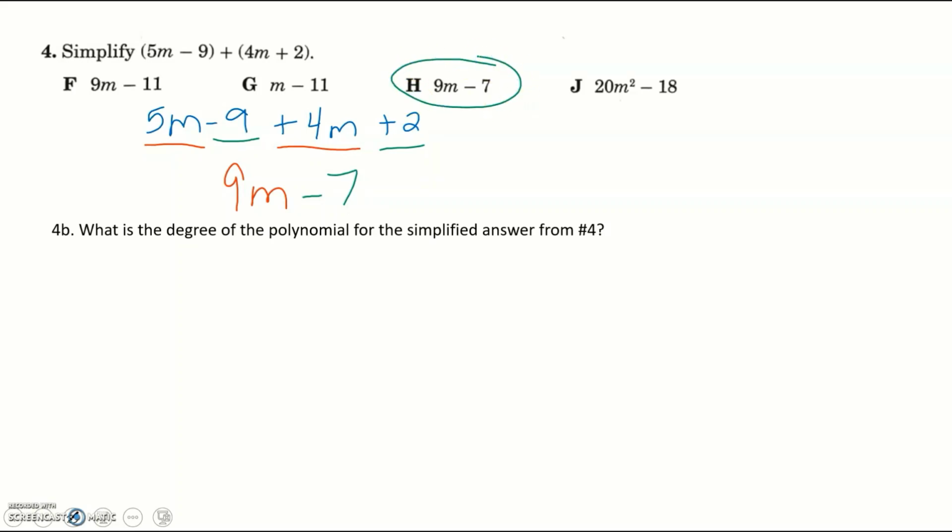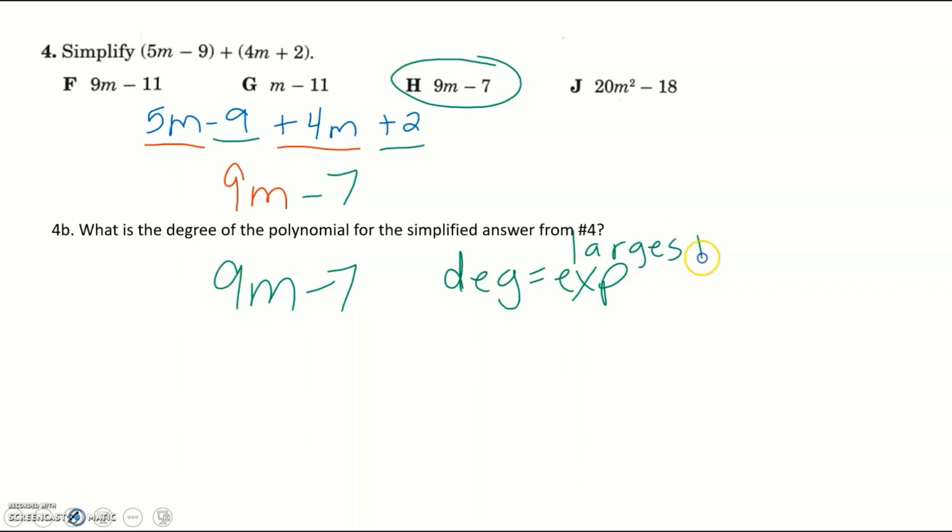If we continue that problem, what is the degree of the polynomial of that simplified answer? So what is the degree of 9m minus 7? Degree, usually with a more complicated polynomial, is equal to your largest exponent. If you look at it, you're like, well, we don't have any exponents. Don't forget that there is still a 1 technically there for that m, but we just don't write it. So our degree for that polynomial is 1.